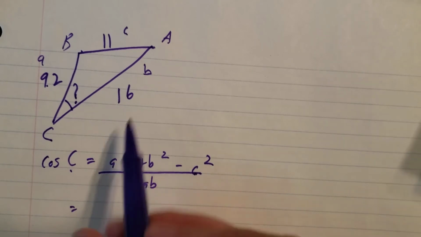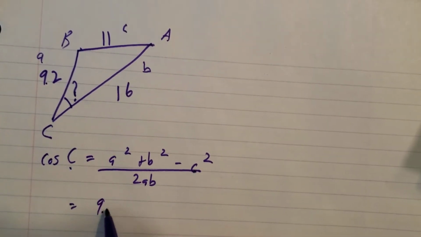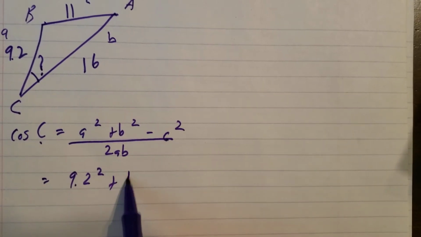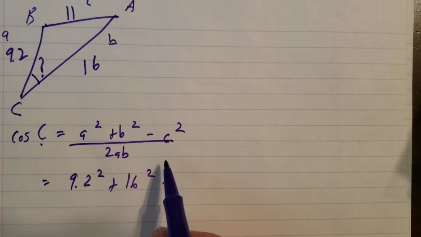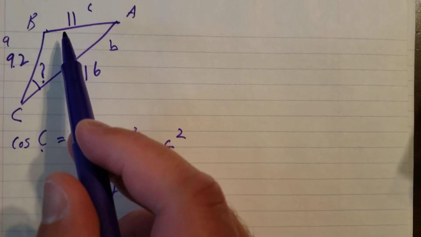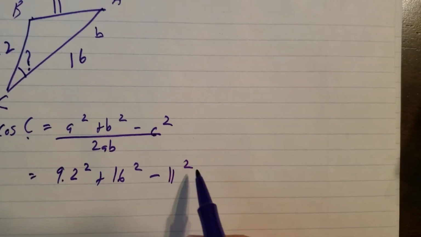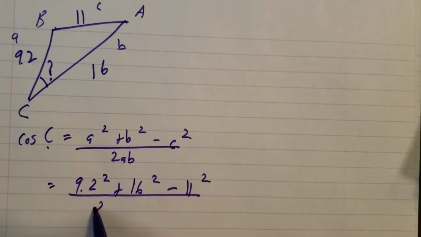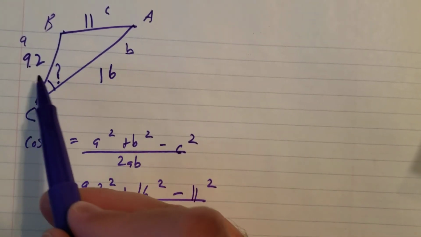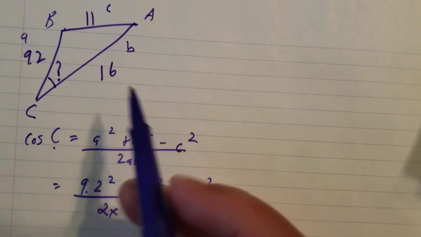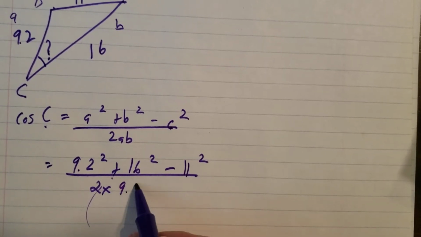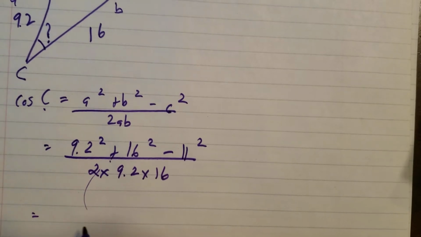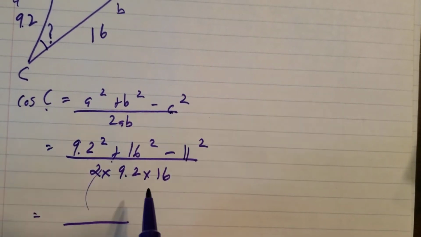So little a squared, well, little a is 9.2 squared, plus little b squared, which is 16 squared, minus c squared, well, c is this 11, so minus 11 squared, over 2 times a times b. So 2 times a, which is 9.2, times b, which is 16. So 2 times 9.2 times 16, okay? Now I'm going to evaluate the numerator and the denominator separately.